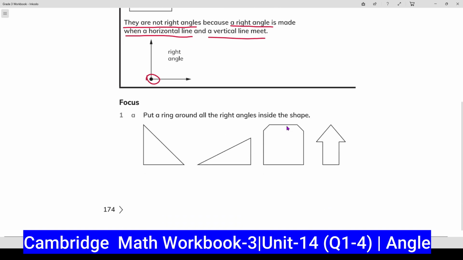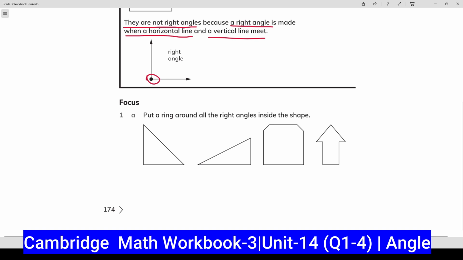Now our question, focus 1. Put a ring around all the right angles inside the shape. So this one is a right angle, this one is a right angle, this one is a right angle, this one is a right angle, this one is also a right angle, and this one is a right angle. So our first question answer is already marked.